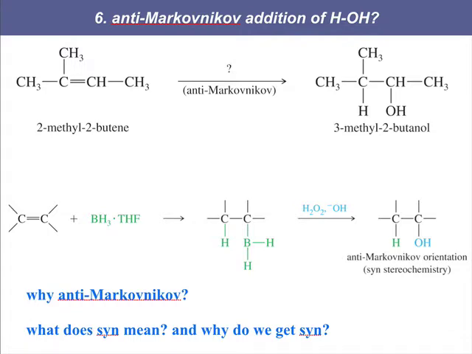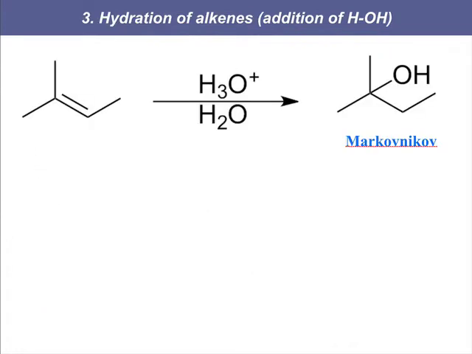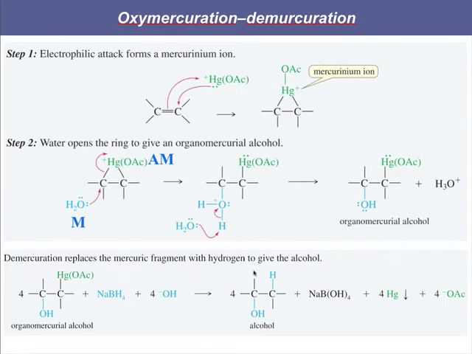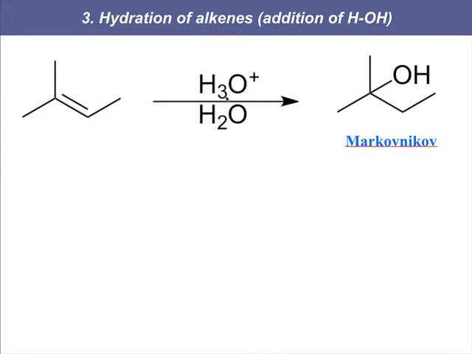Okay, we're already up to 6. We used the last 2 reactions, using acidified water to do Markovnikov addition of OH and oxymercuration demercuration to give Markovnikov addition of OH. I forgot to mention why we would want to do this. It turns out that acidified water, H3O plus and water, is a very, very common reactant. It will react with all kinds of things.